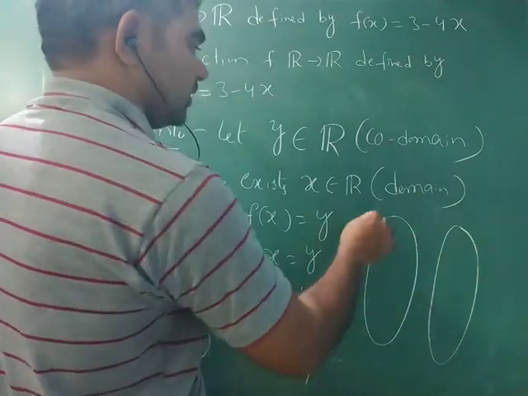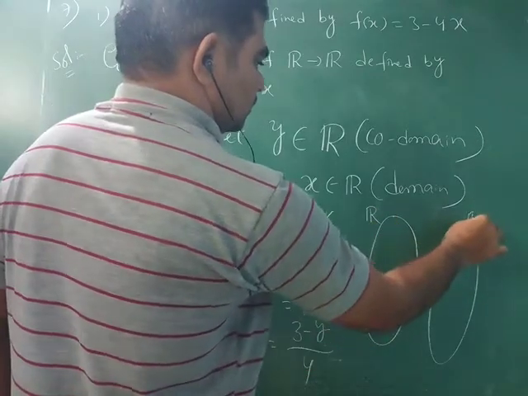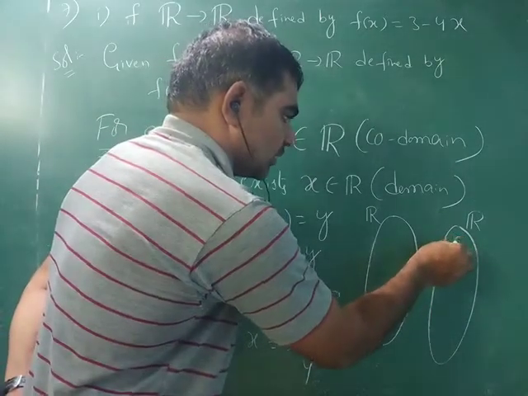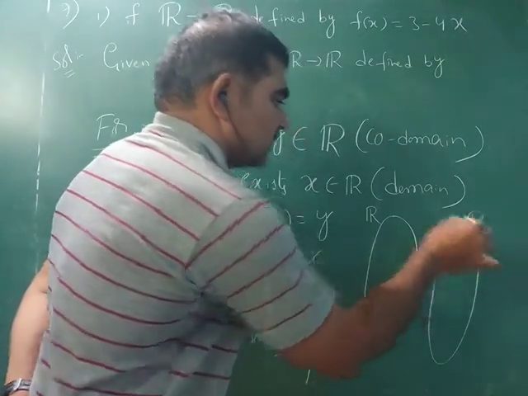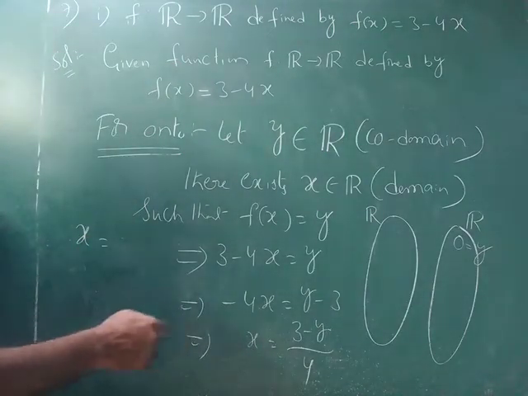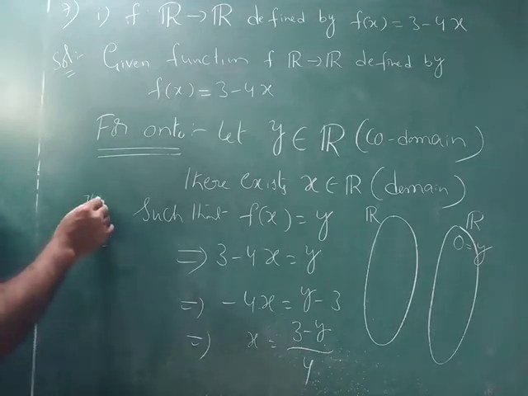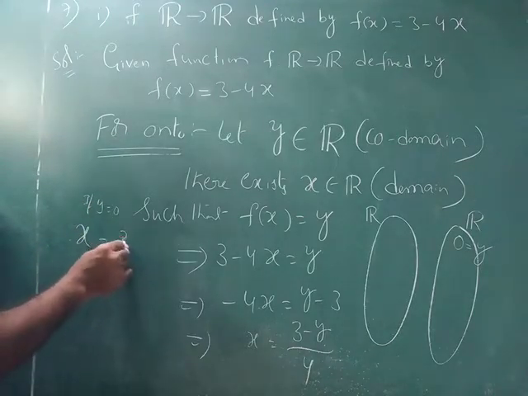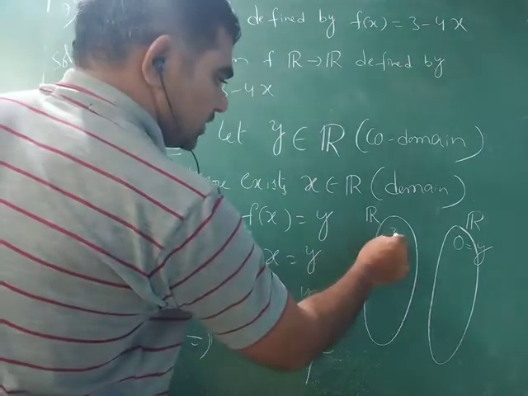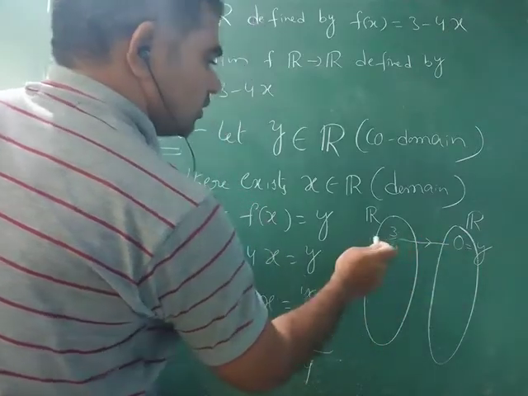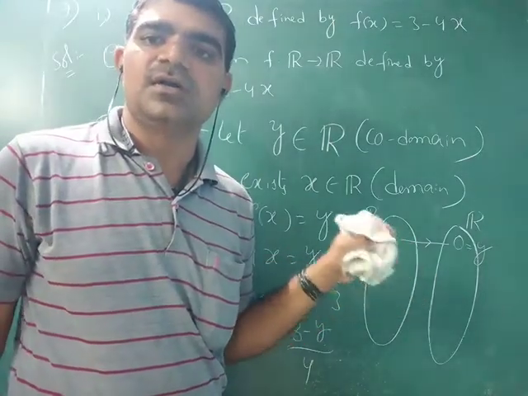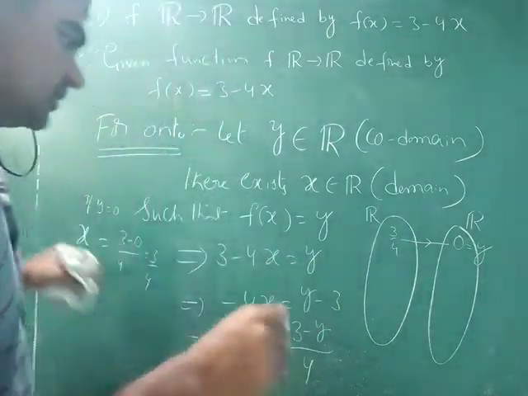Now you see, from where to where? R to R. Suppose in the codomain I took y as 0. If y is 0, what is the x value? 3 minus 0 by 4, that is 3 by 4. Is 3 by 4 there in the domain? Yes, because your domain is the set of all real numbers.